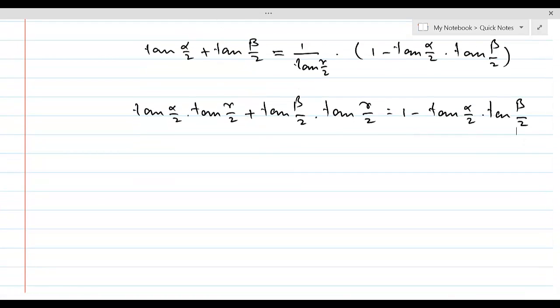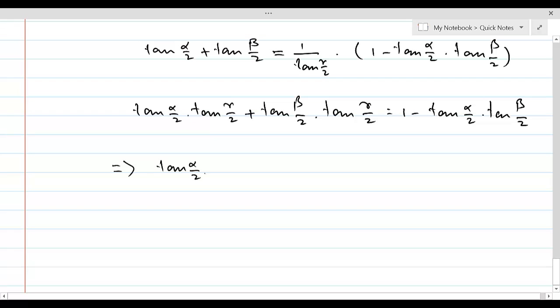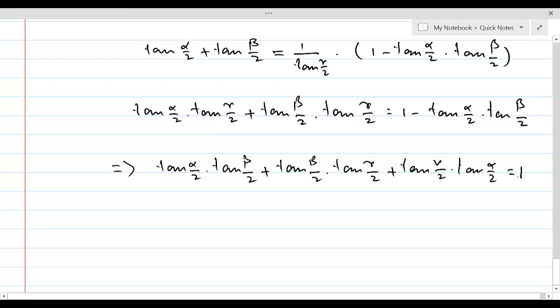So by bringing tan alpha by 2, tan beta by 2 to the left side will give us tan alpha by 2 times tan beta by 2 plus tan beta by 2 into tan gamma by 2 plus tan gamma by 2 into tan alpha by 2 equal to 1, and this is what we were required to prove.